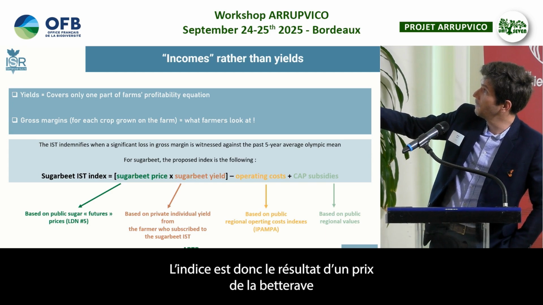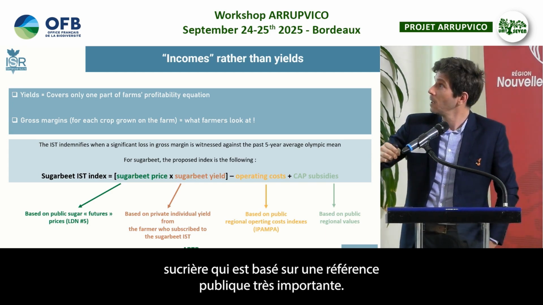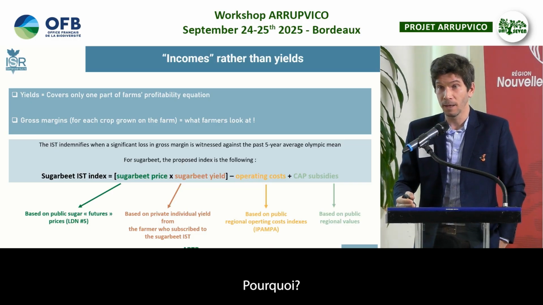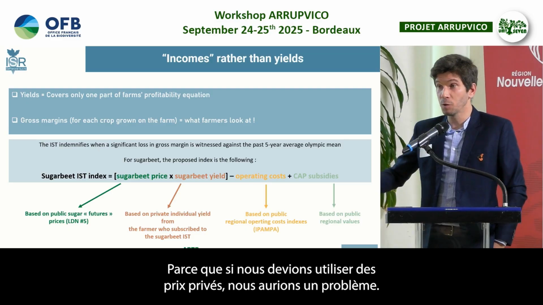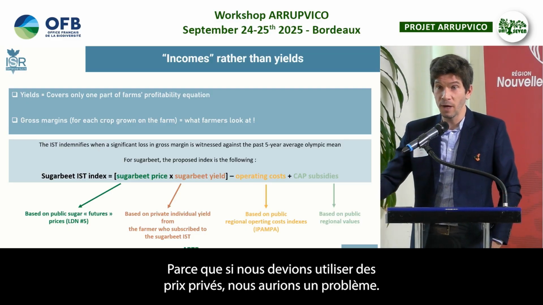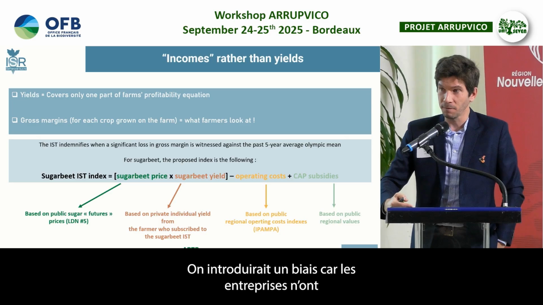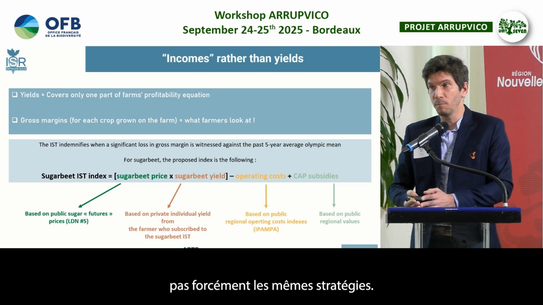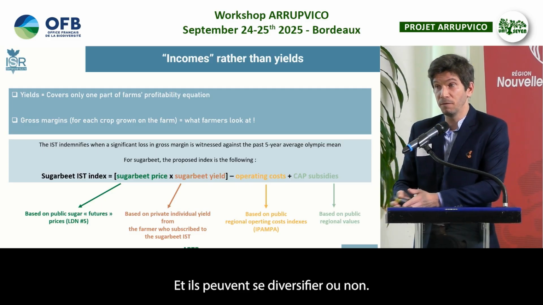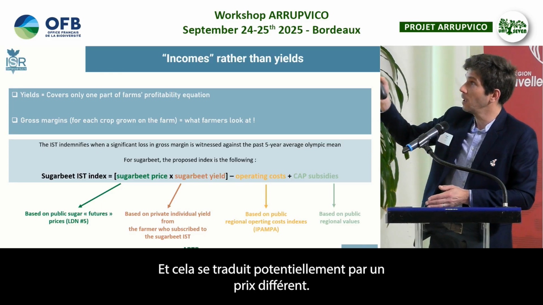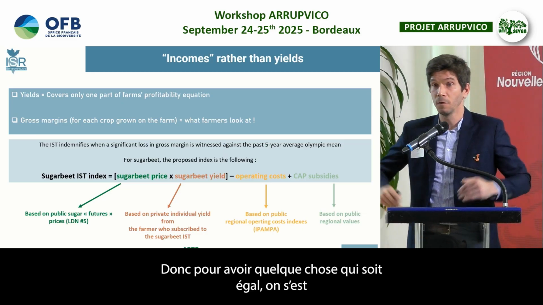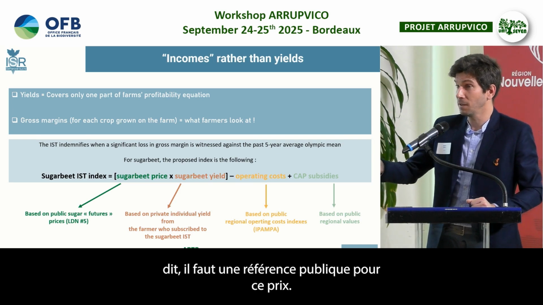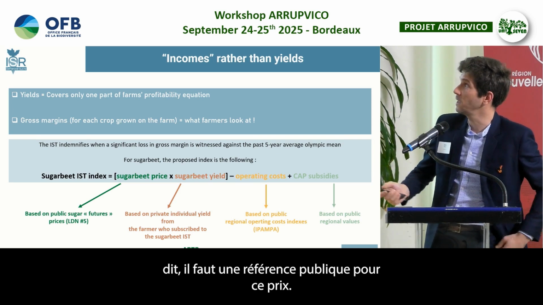So the index is a result of a sugar beet price which is based on a public reference. That is very important. Why? Because if we were to use private prices, we would have a problem. We would introduce a bias because companies are not necessarily operating the same strategies. They may diversify or not, and this potentially results in a different price. So to have something that is even, we said to ourselves we need a public reference for this price.